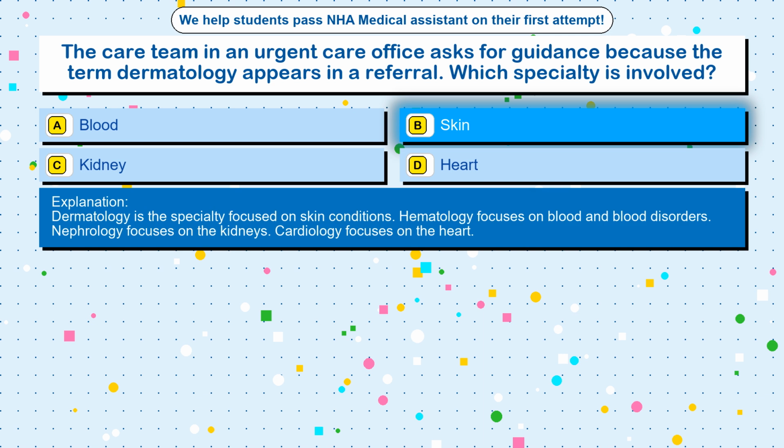Dermatology is the specialty focused on skin conditions. Hematology focuses on blood and blood disorders. Nephrology focuses on the kidneys. Cardiology focuses on the heart.